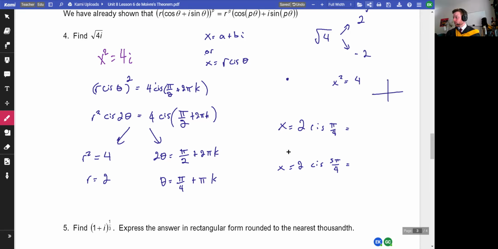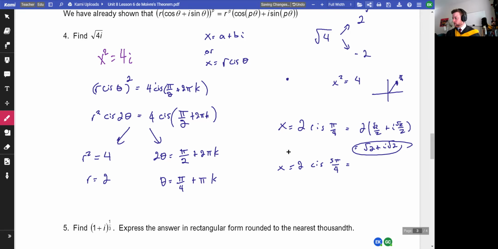What's the cosine of pi over 4? Cosine of pi over 4 is root 2 over 2. So 2 times root 2 over 2 plus i. Is the sine of pi over 4 also going to be root 2 over 2? So we get root 2 plus i root 2. That's one of our roots.